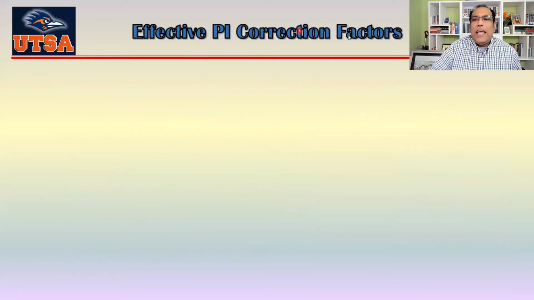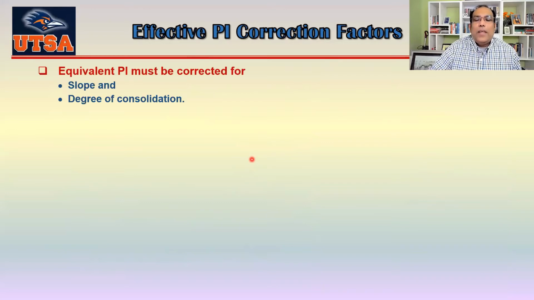So, effective PI correction factors. As I said earlier, there are two reasons that I have to correct my PI. First of all, the slope. If the land has an average, continuous slope, then we have to adjust our weighted PI. And then the degree of consolidation, which depends on the unconfined compressive strength of the soil. Now take a look here.